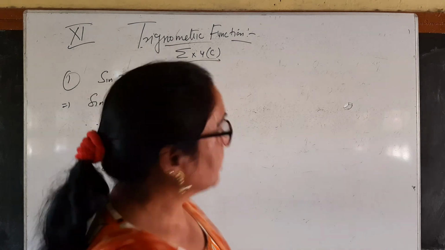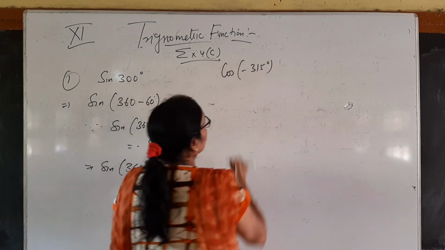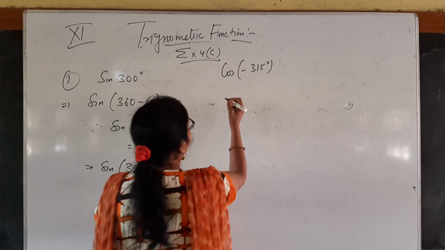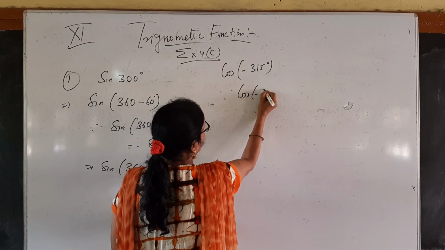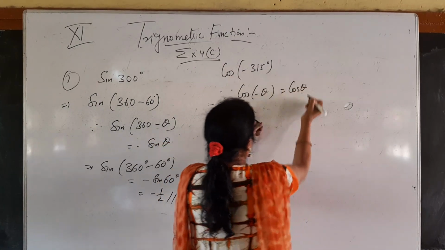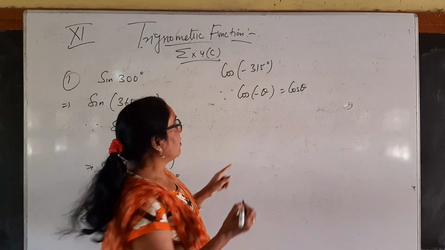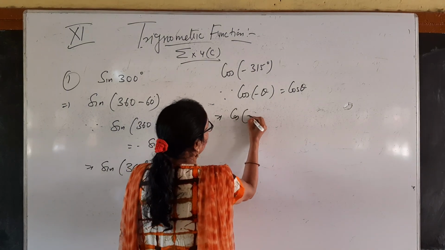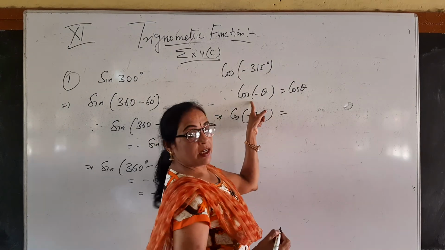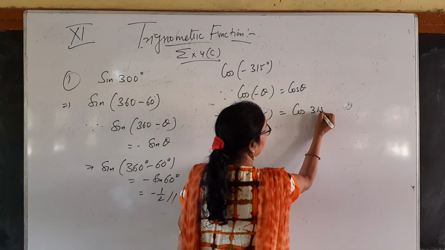Now next, if it is given cos(minus 315 degree). Here we know the formula: cos(minus theta) is equal to cos theta. So first we will remove the minus sign. We will use this formula, cos(minus theta) equals cos theta, so it will become cos 315 degree.